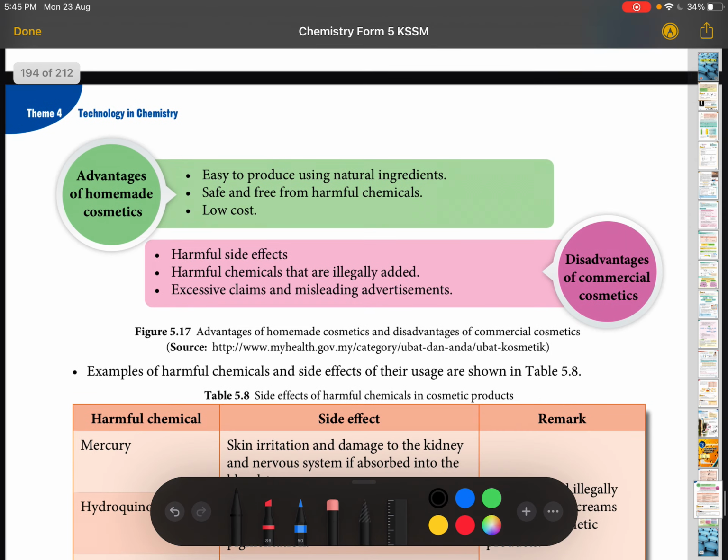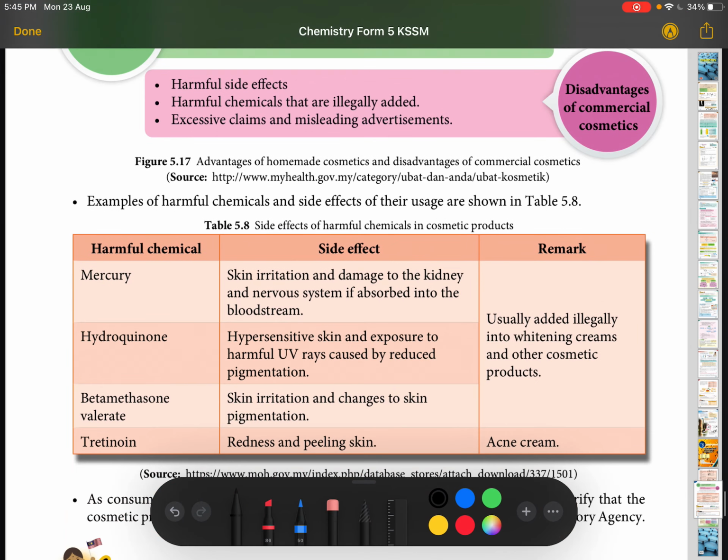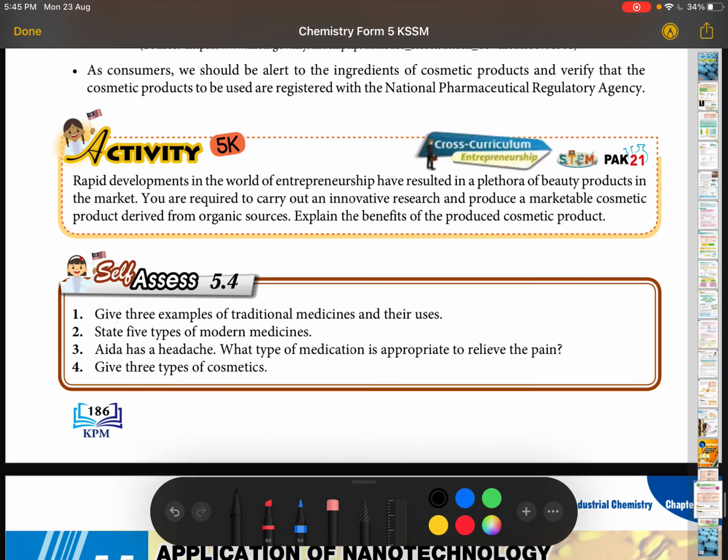these are the benefits and harms. I don't really need to mention this much. I do wonder why they use mercury for makeup. That's kind of suspicious. But yeah.